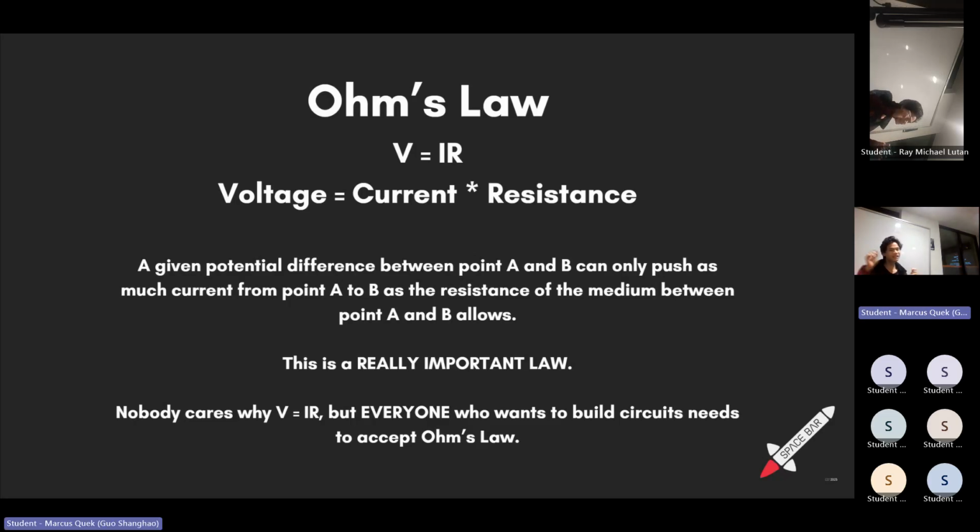So for any given potential difference between point A and B, it can only push as much current from point A to B as the resistance between point A and B allows, okay? So if you have more resistance, you can push less current if you have the same voltage. Important. Nobody cares why this is the case, but everyone who wants to build circuits needs to accept how Ohm's law is used. And we'll have a lot of examples later and hands-on that show how Ohm's law is used, okay? But I want to be clear that nobody cares why V equals IR.